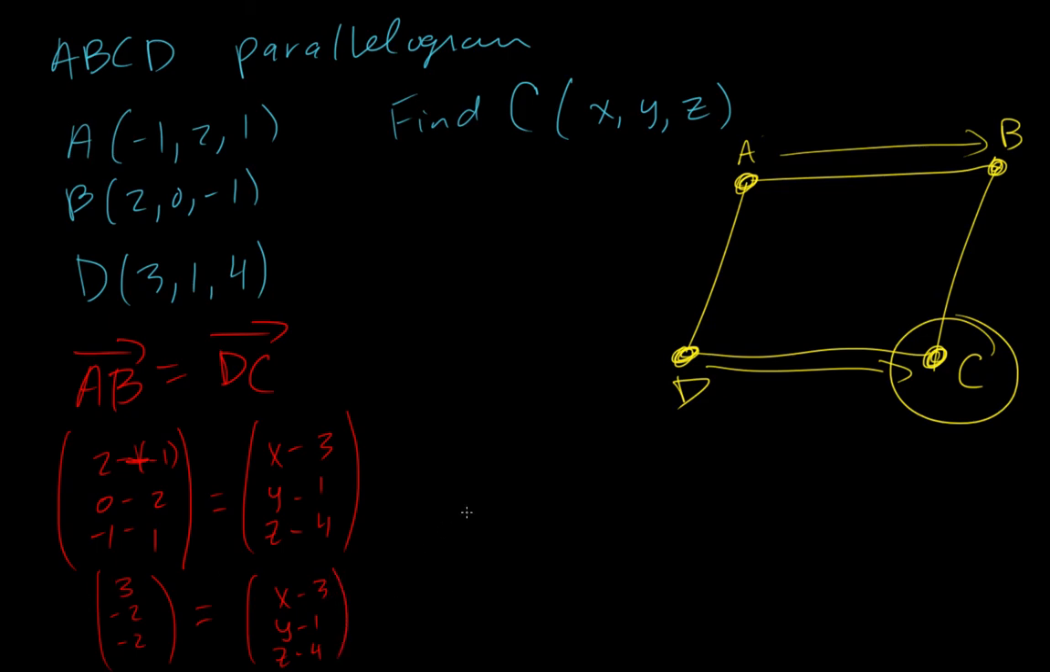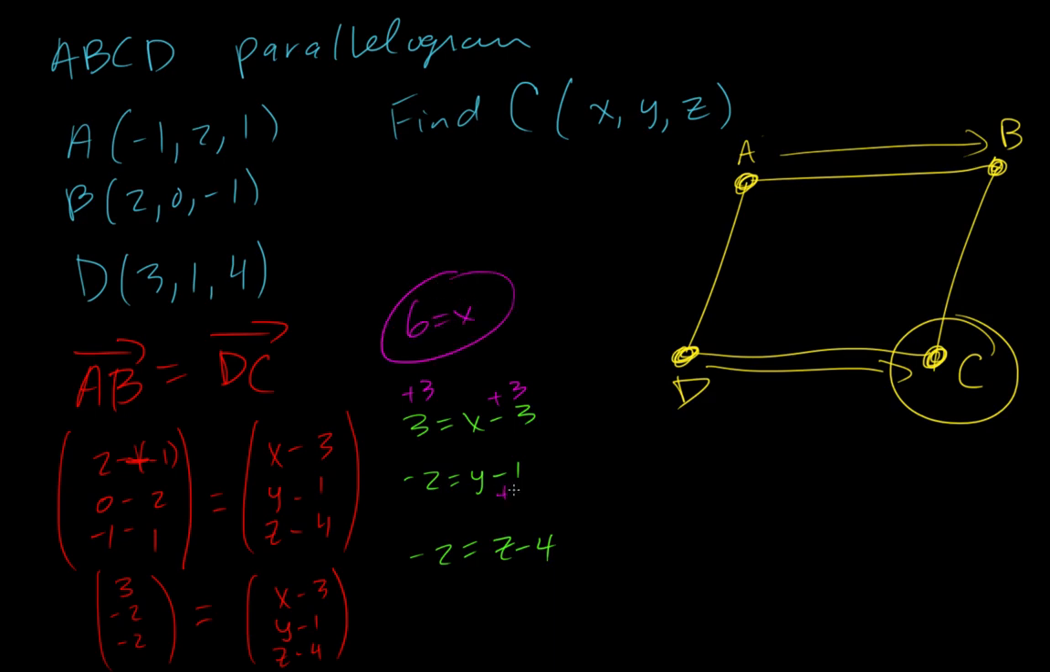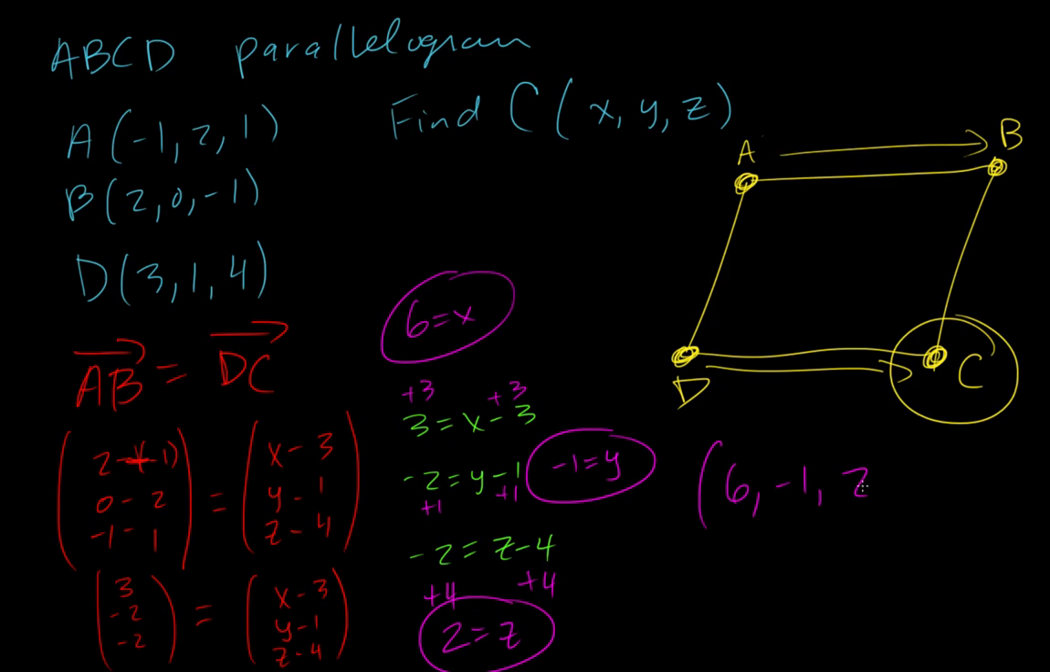Now all we need to do is set up these equations. So 3 is equal to x minus 3, negative 2 is equal to y minus 1, and negative 2 is equal to z minus 4. So when we do this, I'm going to add 3, and so 6 is equal to x. I'm going to add 1, so negative 1 is equal to y, and then add 4, and so 2 is equal to z. And so if we just put those in a coordinate, or ordered triplet, 6, negative 1, 2. Okay, and that's it. I just wanted the coordinates of C.